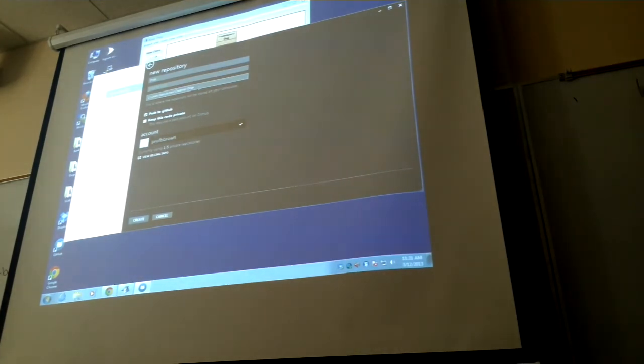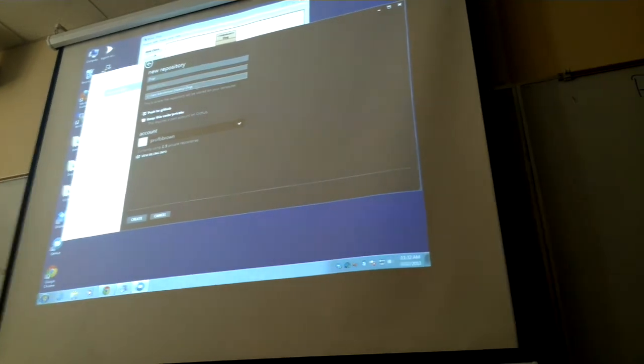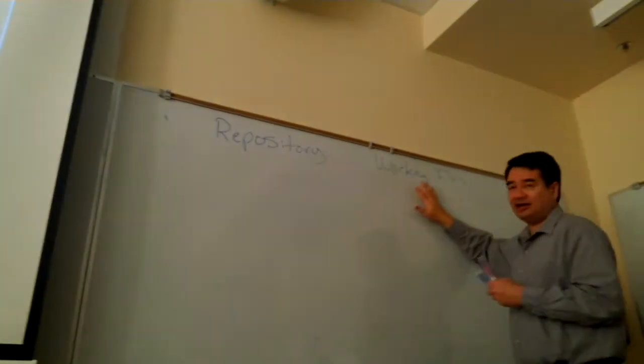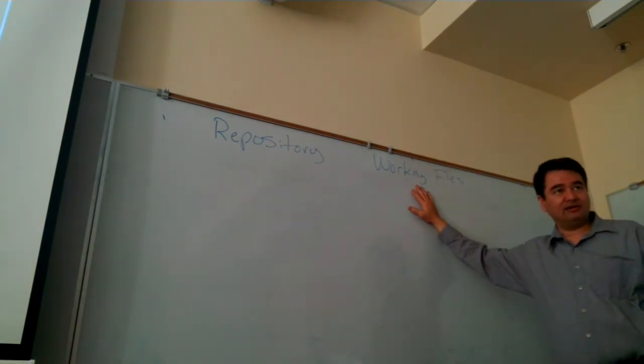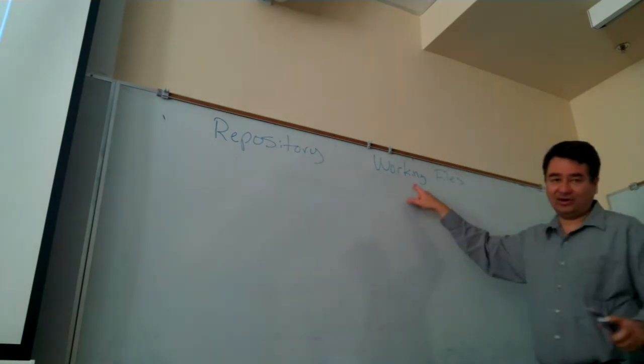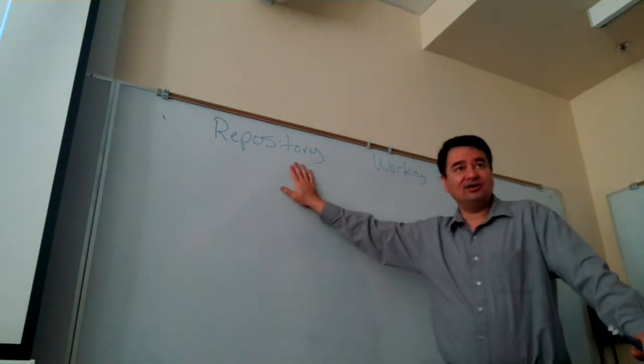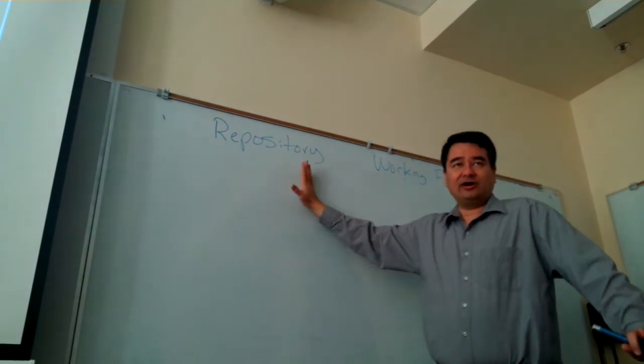Now, some terms here. A repository is where your version-controlled files are stored. The opposite of repository is the working files or working set. So the working files are what you would normally work on: the files you would edit, the files you would change, the files you run. The repository is where the files are stored, where they're under the version control.